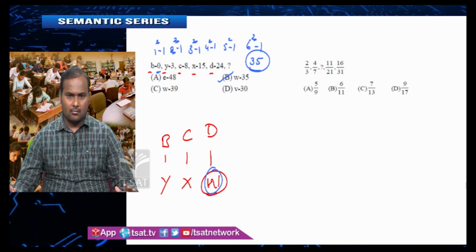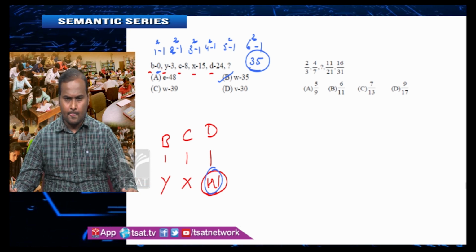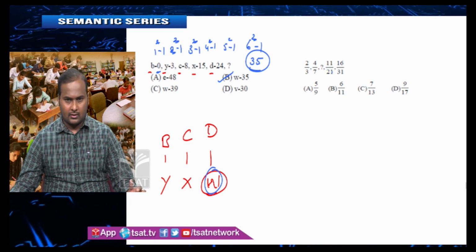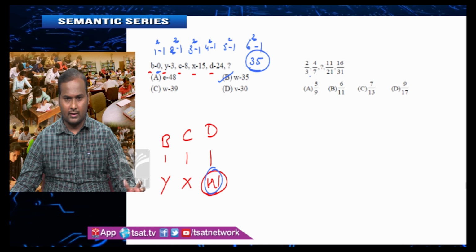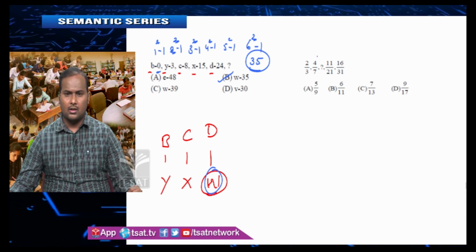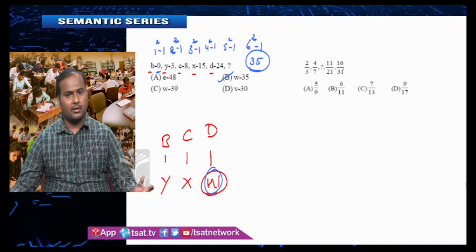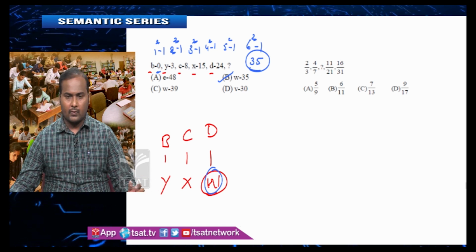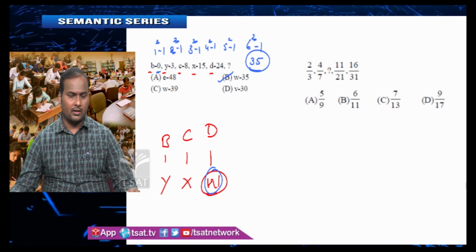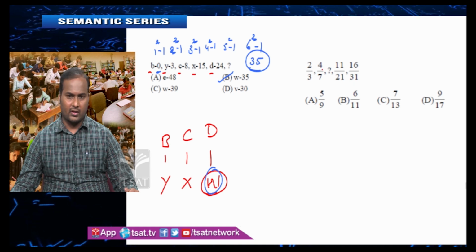So it's a pattern that is given in both letters as well as numbers. The next one is, he may ask in the fraction type also. It doesn't matter, you don't have to take fractions in the exam exactly. The numerator will become a different series, or the denominator also may become a different series. Let's see this one. 2, 4, 11, 16: the numerator is a different series. 3, 7, 21 and 31 is also a different series.